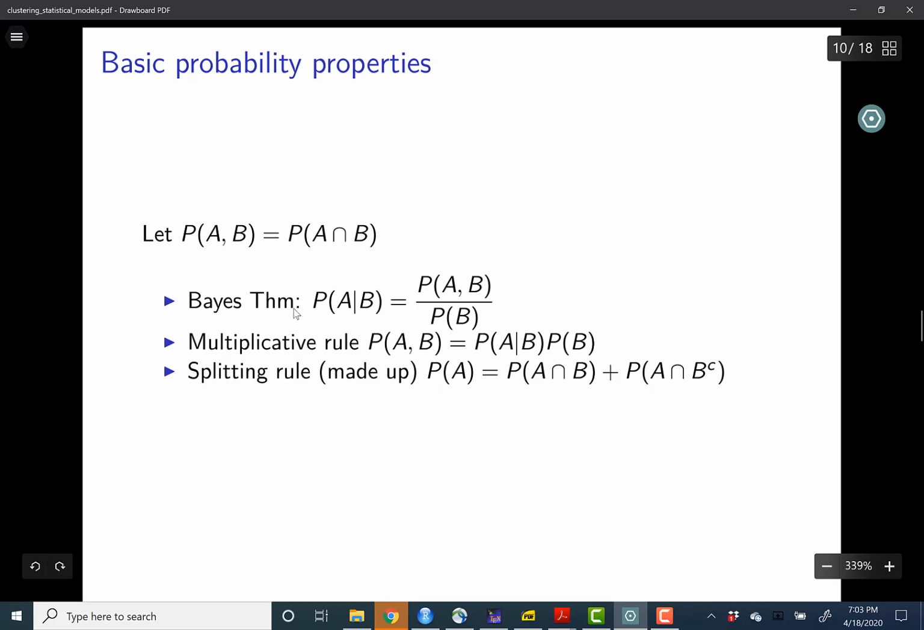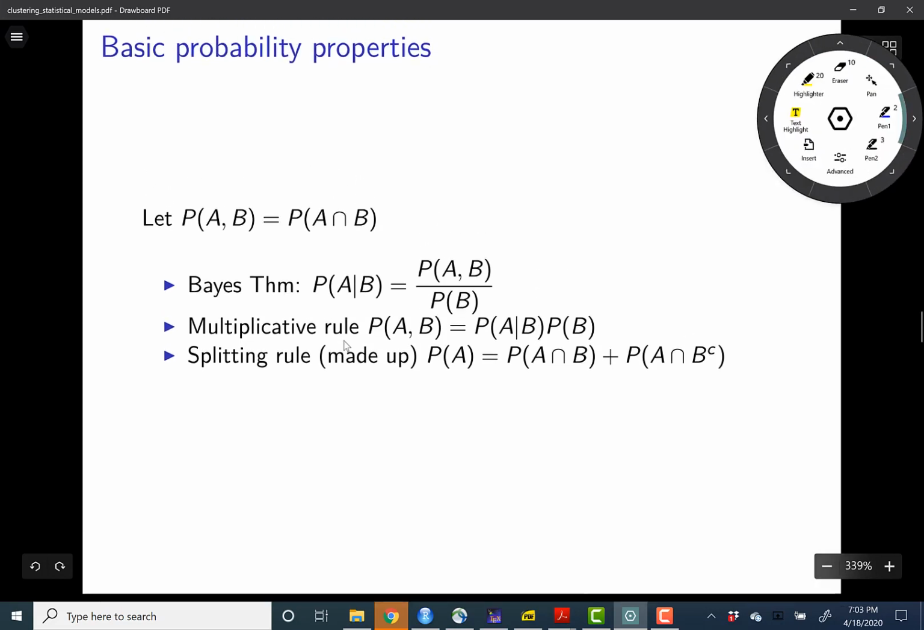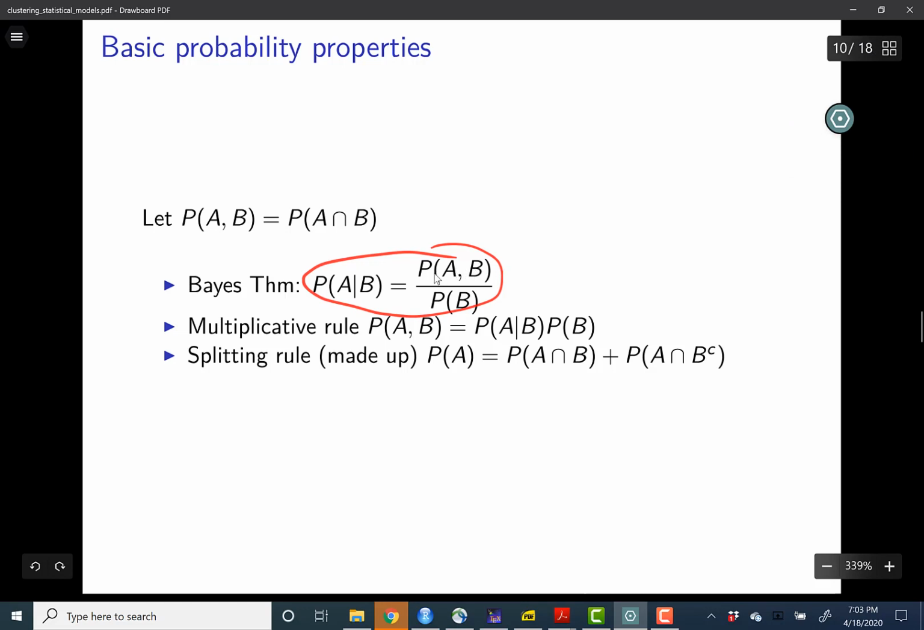So we'll take a look at the Bayes theorem. Bayes theorem is this. It says that probability of A given B, this line means given. I'm sure most of you know this by now, but no harm in reminding. So probability of A given B, or A conditional on B, is probability of A and B, or the joint probability, divided by the probability of B alone. This is the Bayes theorem.